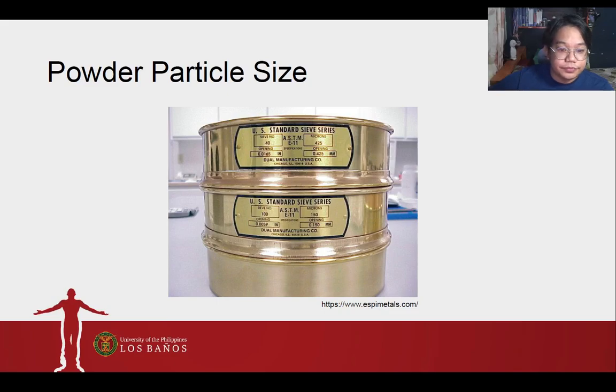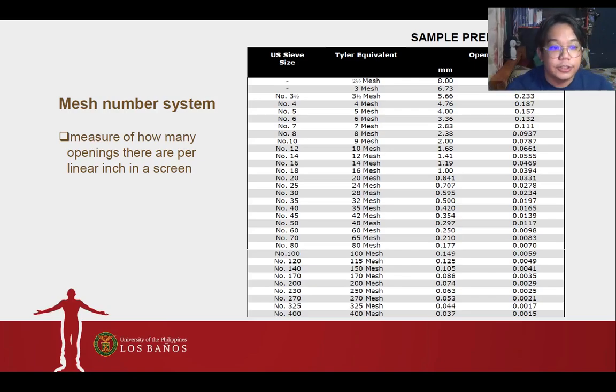Okay? So, ito yung ating example ng mesh. So, may mga samples tayong mini-mesh before natin siya i-subject to tests as part of sample preparation. So, ito yung ating table for reference. So, the measure of how many openings there are per linear inch in a screen. Okay? So, habang lumalaki yung value ng mesh, mas nagiging masinsin.